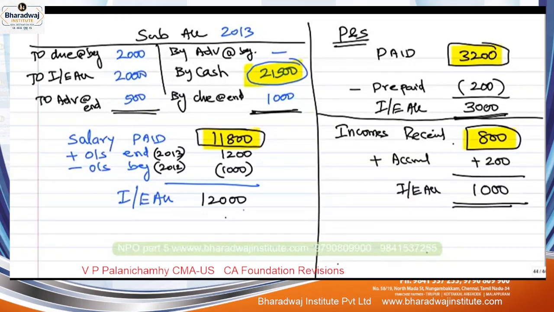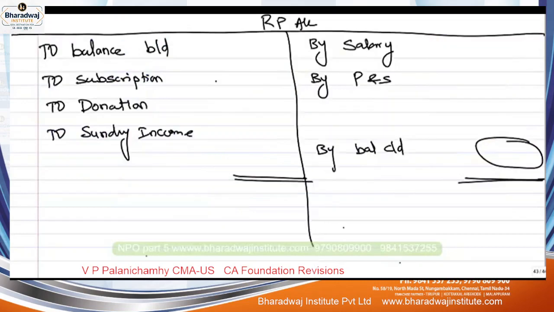For the subscription quarter working staff. Start next. Which one next? Start receipts and payments account. To balance brought on 6,000.